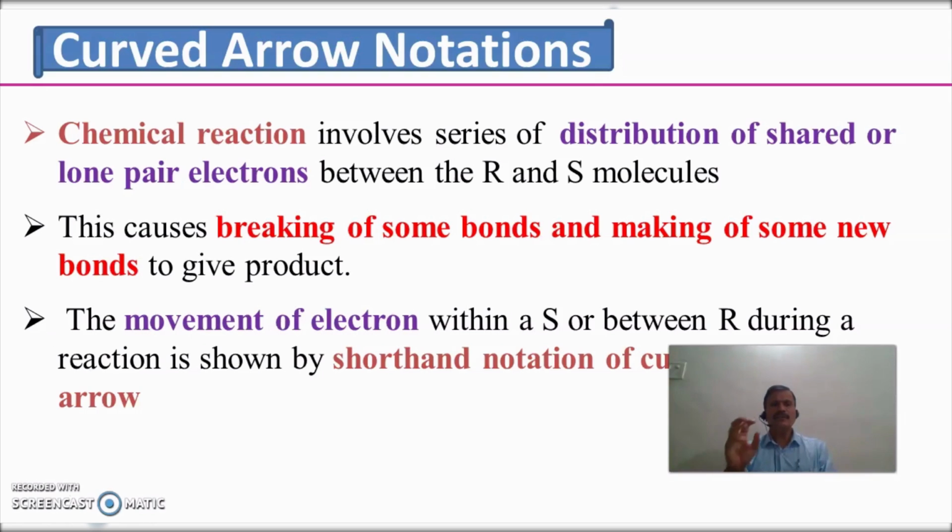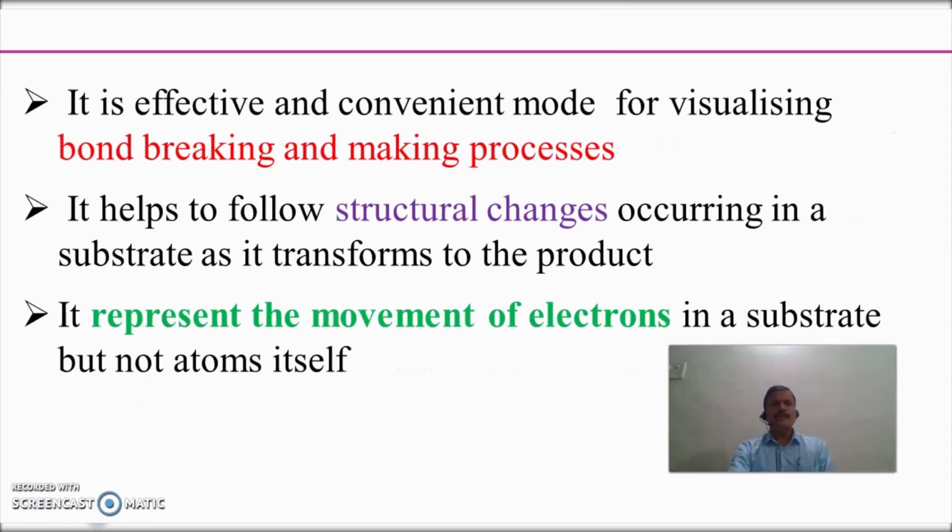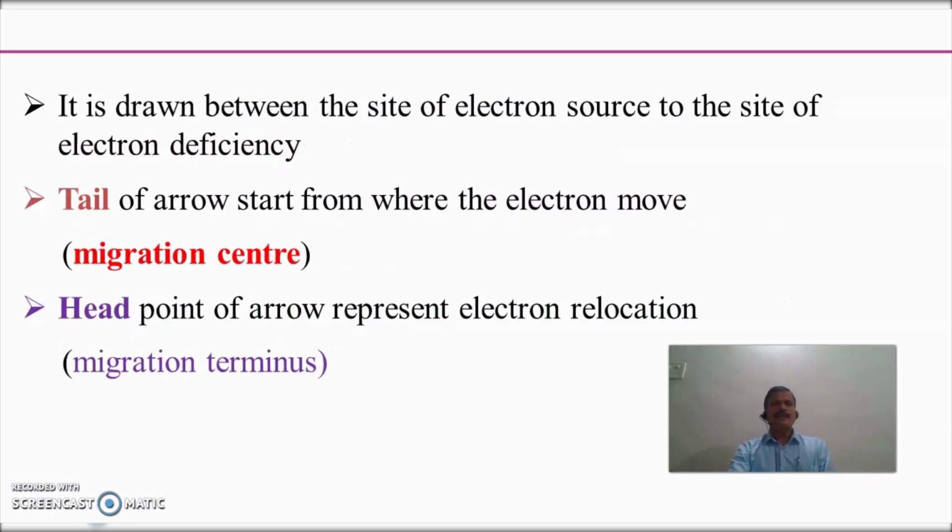And how is it shown? That is shown by means of curve arrows or curly arrows. It is an effective way to visualize bond breaking and making processes. It follows structural changes in the substrate as it is transformed in a stepwise manner to the product. It represents simply the movement of electrons in the substrate, but not of the atom itself. It is drawn from the site of electron source to the site of electron deficiency.